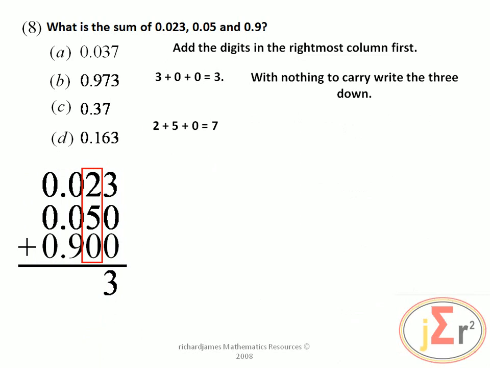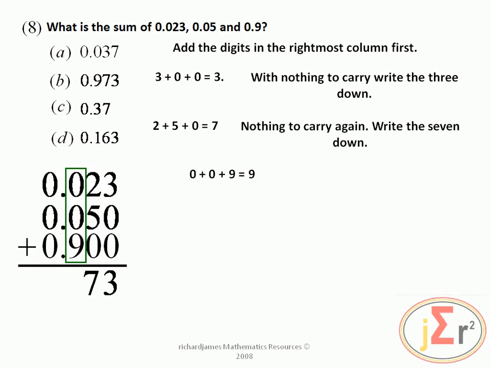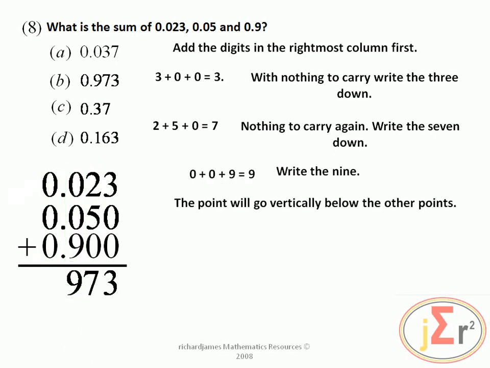2 plus 5 plus 0 is equal to 7. Nothing to carry again, write the 7 down. This is fun now, Jerry, isn't it? You just add and you just write down and you move along. Nothing to carry. 0 plus 0 plus 9 is equal to 9. Write the 9. That's all there is to it. And do not forget your point.